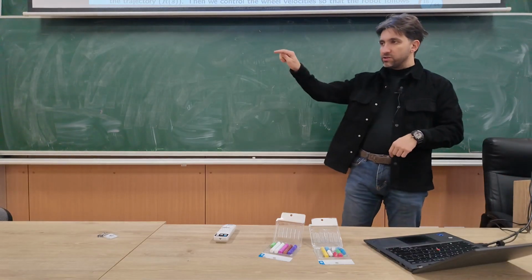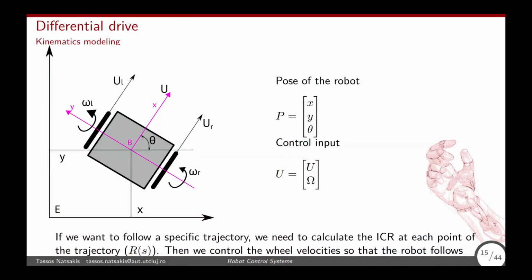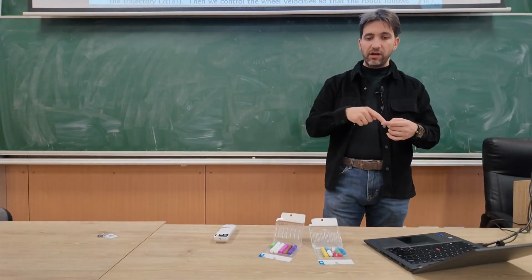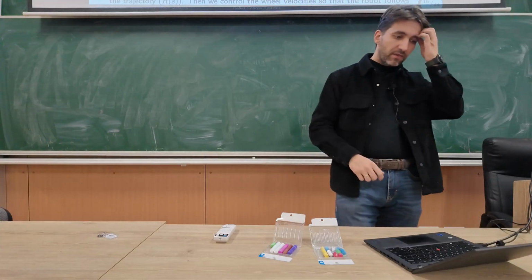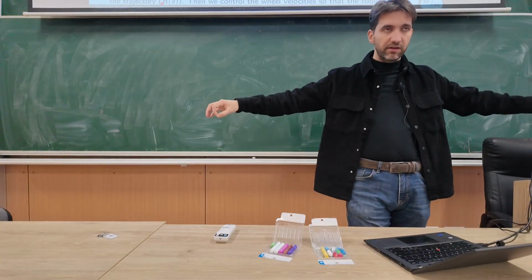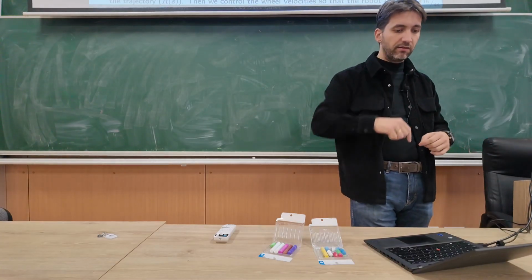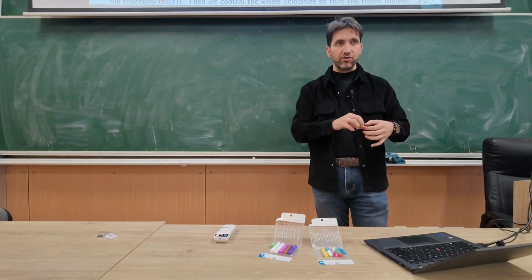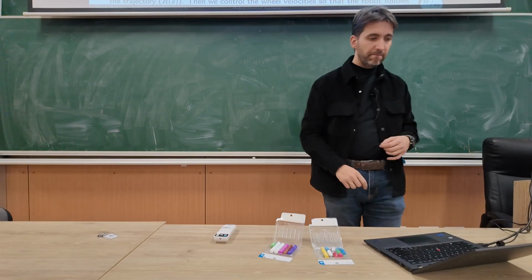Now, if I want to follow a specific trajectory, as I said, we have to calculate the ICR, the instantaneous center of rotation, at each point of the trajectory, right? So moving along the trajectory, I move along a variable called s, which is the distance on the trajectory. I can calculate basically the curvature or the distance to the instantaneous center of rotation over that trajectory, right? So I call that r(s), as a function of s. s is the distance on the trajectory.